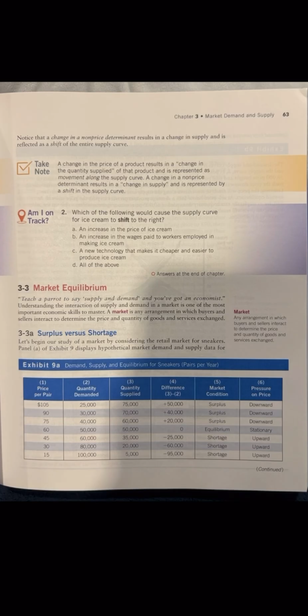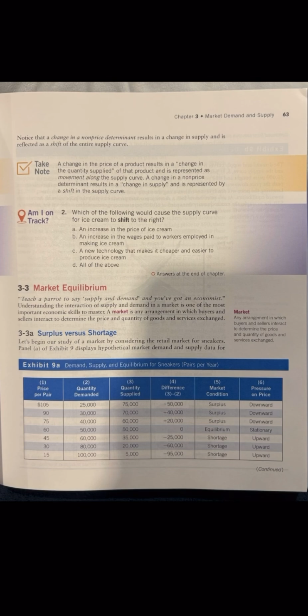2. Which of the following would cause the supply curve for ice cream to shift to the right? A. An increase in the price of ice cream. B. An increase in the wages paid to workers employed in making ice cream. C. A new technology that makes it cheaper and easier to produce ice cream. Or D. All of the above.